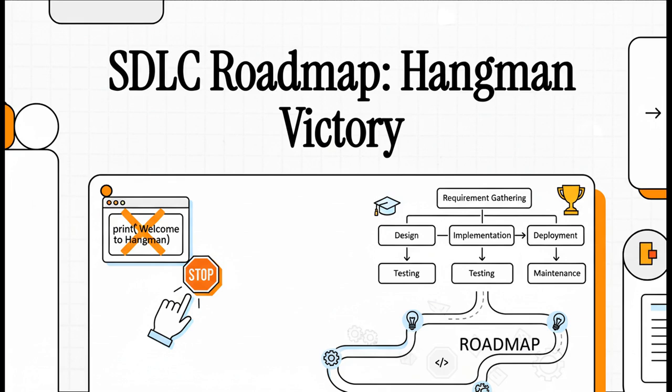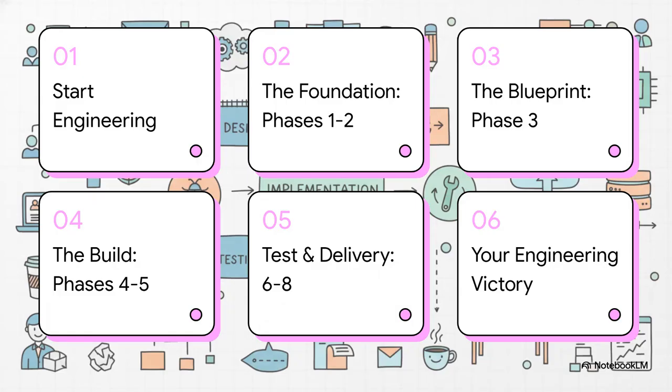To really nail the top marks in this task, you need a professional roadmap. So, in this explainer, we're going to map the 8 phases of the software development lifecycle directly to your assessment notification. We're going to turn this simple coding task into a real engineering project. Let's dive in. All right, so here's our game plan.